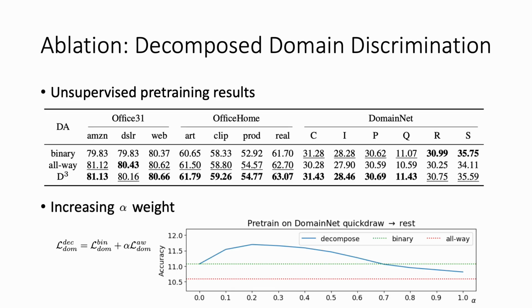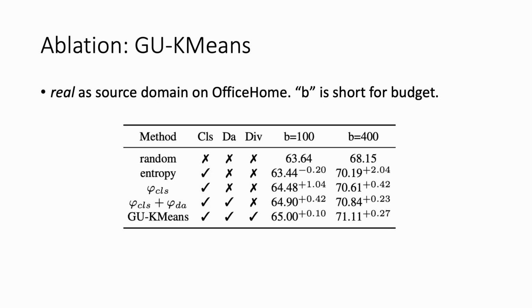We compare binary, all-way, and decomposed domain discriminations in the unsupervised pre-training stage. As it shows, decomposed domain discrimination achieves the best accuracy on most of the settings out of the 3 methods. By properly adjusting the alpha weight, decomposed domain discrimination can achieve even better performance. We further study our design of GU-KMeans. By gradually adding each component, the model achieves better and better performance, validating the importance of each module.